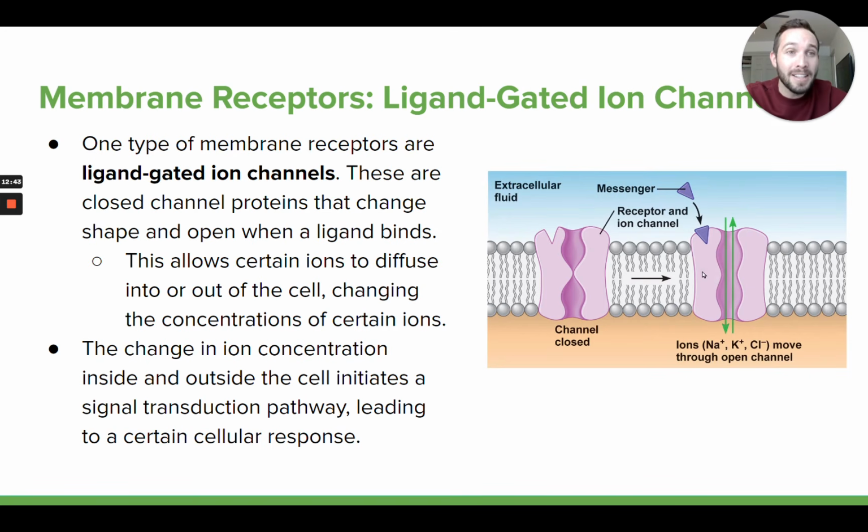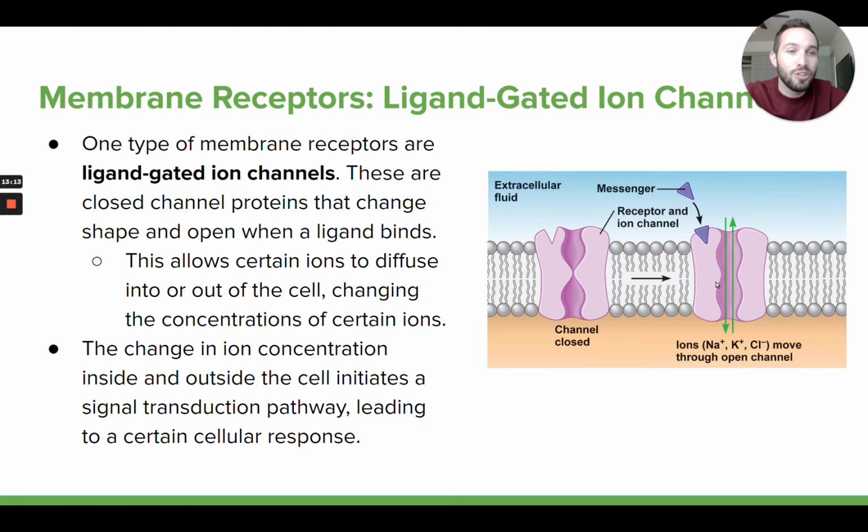And so these are a special type of ion channel where they are closed and they only open when they bind to the signaling molecule. So here's the ligand, it binds to this ion channel that's closed, and by binding to it, it allows the protein to change shape, and that protein changes shape in a way that it's now open, which can then allow certain ions, depending on the type of ion channel, to diffuse in or out of the cell.